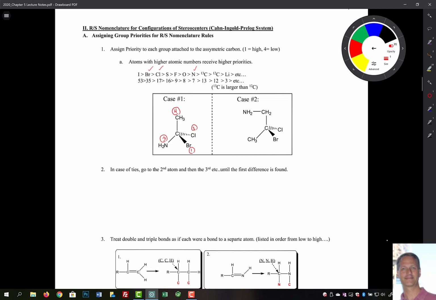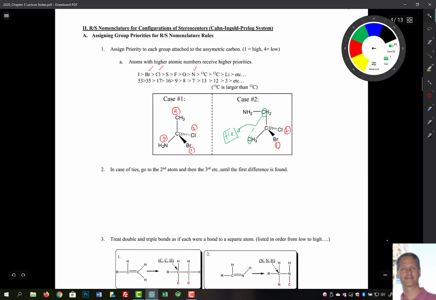What about the second case here? Well, bromine is still number 1, chlorine's still going to be your number 2. But now when we look at our atoms, we're connected to a carbon here and we're connected to a carbon here. So right off the bat, at this position, we would say that there is a tie. Your intuition is probably correct, because you're probably saying, just go down the chain. Well, that's exactly what you do. We keep moving down the chain and look at the second atom and the third until we find the first difference.